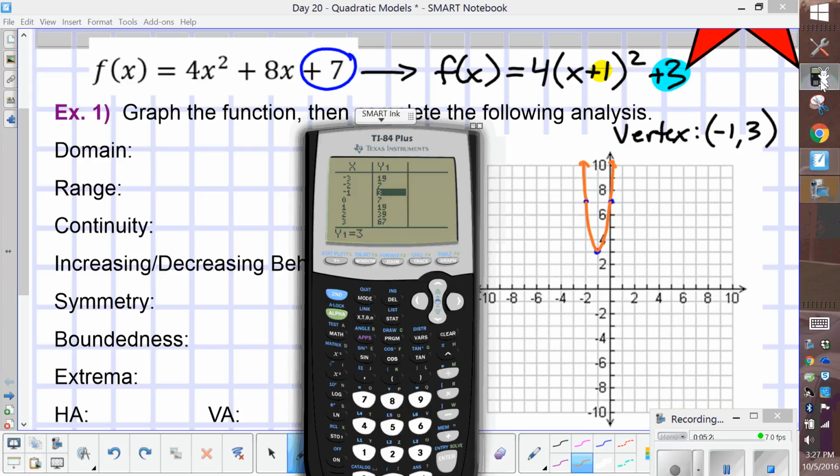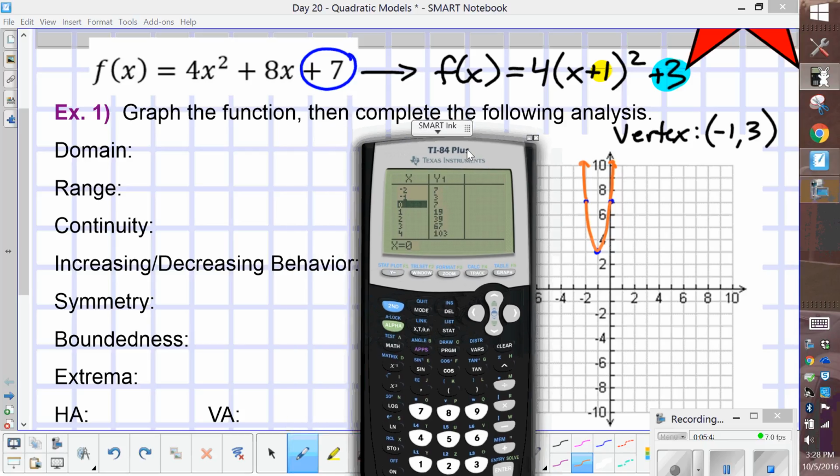Okay, domain and range. Again, looking at my calculator, I'm going to bring it back up. If I were to scroll through this table, I could scroll forever in the negative direction. You'll notice my y values are very large. I could scroll forever in the positive direction for my x values. Again, my y values get very large, but there's nothing that's preventing me from plugging in an x value. So that means my x value is all real numbers, but I'm going to go ahead and write that in interval notation.